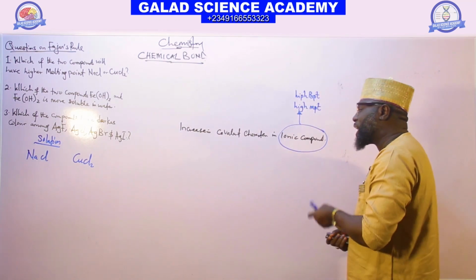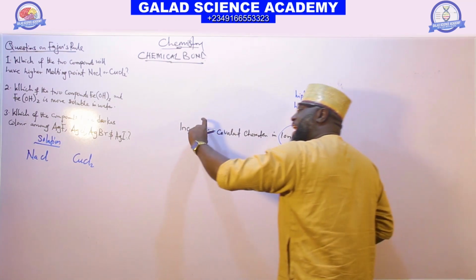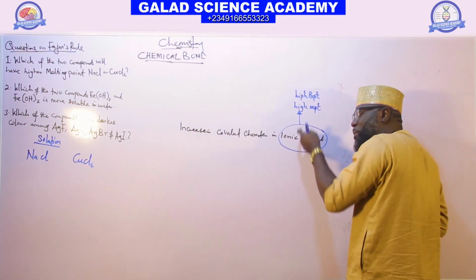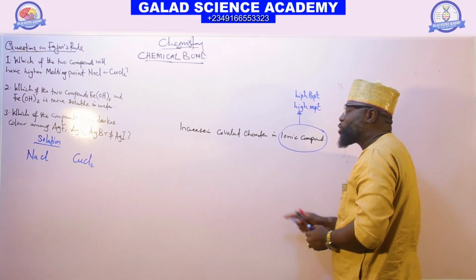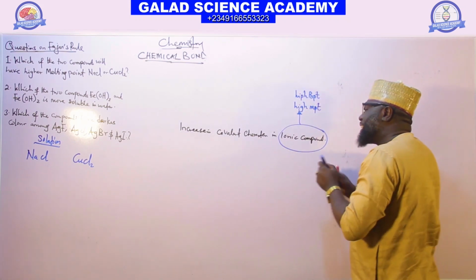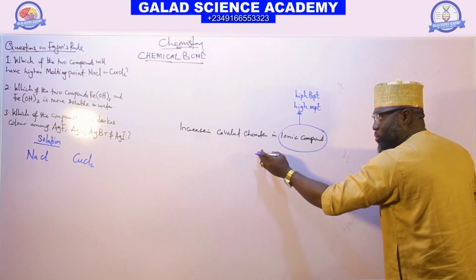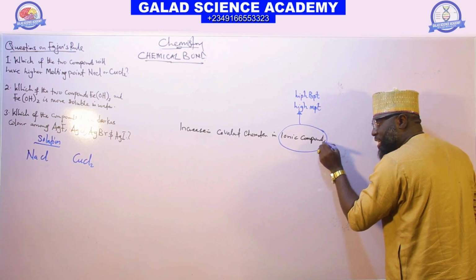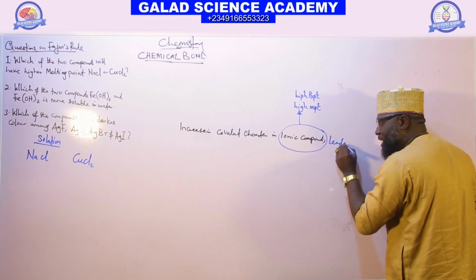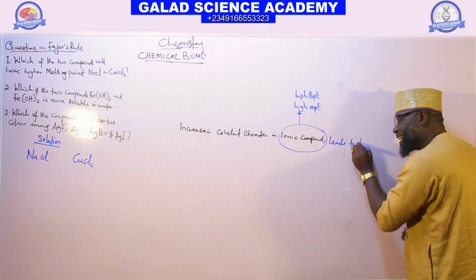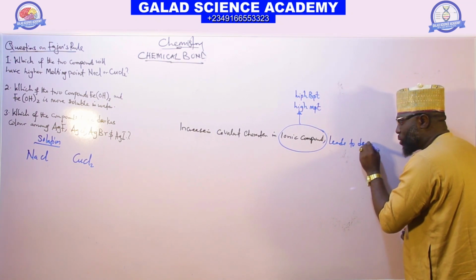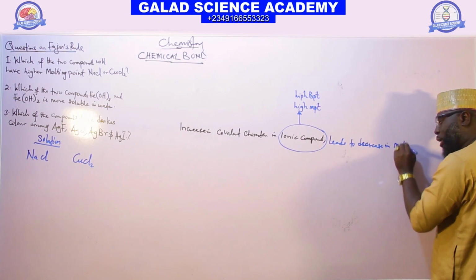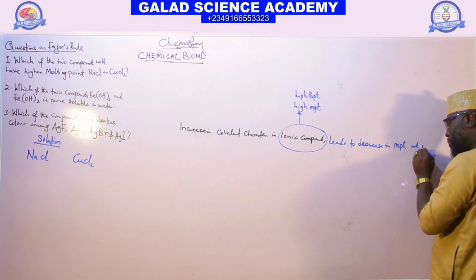But if you now discover that the compound has an increase in covalent character, that is, the covalent character in that compound is high, this covalent character will now reduce. An increase in covalent character in any compound, abi, is what leads to a decrease in melting point and boiling point.